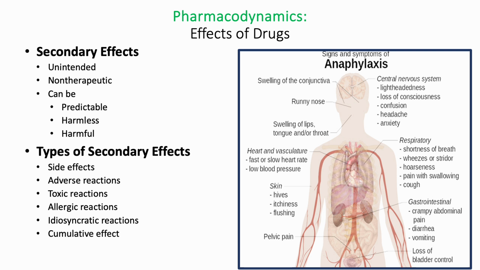Next is an idiosyncratic reaction. These are unexpected, abnormal, and just simply peculiar responses to medications. Idiosyncratic reactions may take the form of extreme sensitivity to a medication, the lack of response to a medication, or a paradoxical response, so the opposite of the expected response, such as if we give somebody a sedative, they get really agitated instead of really sleepy. You see this with Benadryl sometimes. And then lastly, a cumulative effect we want to know as well.